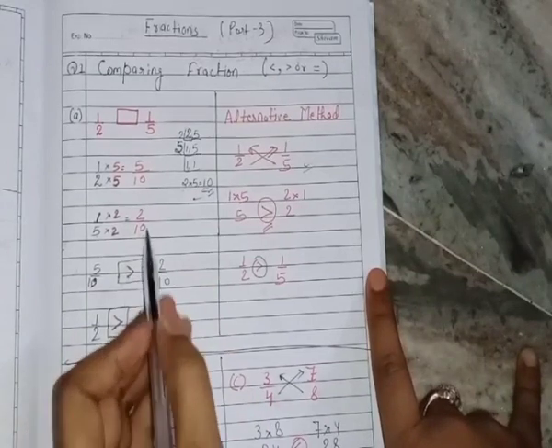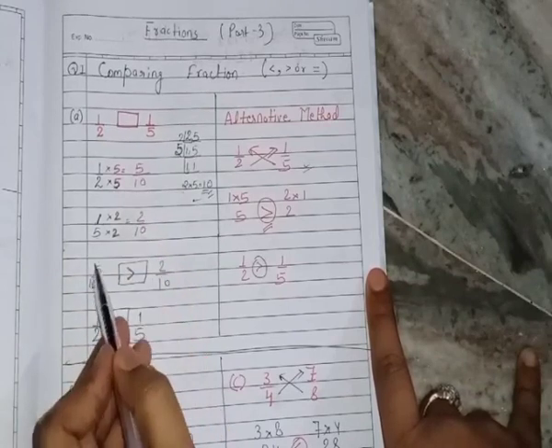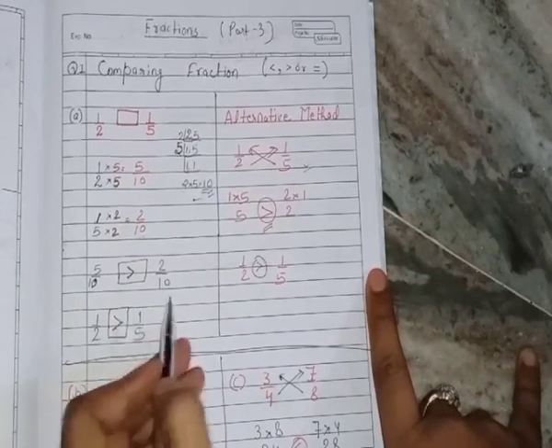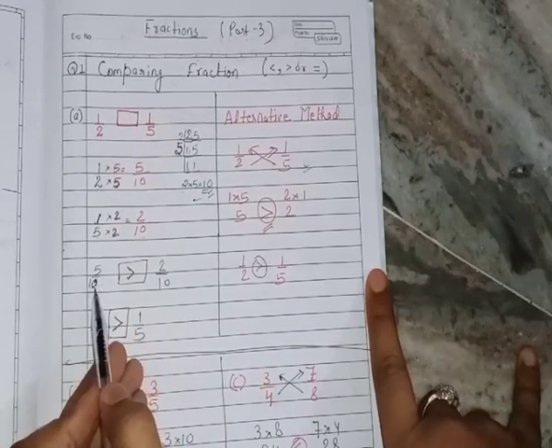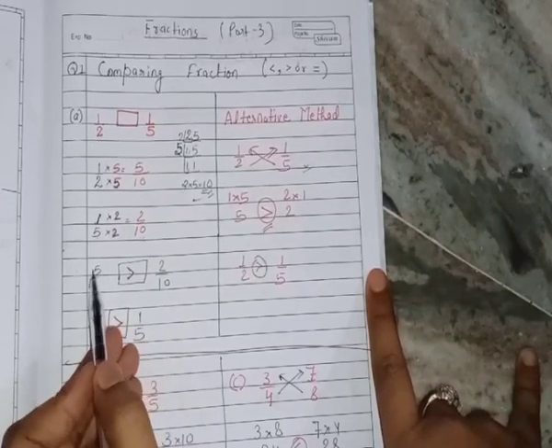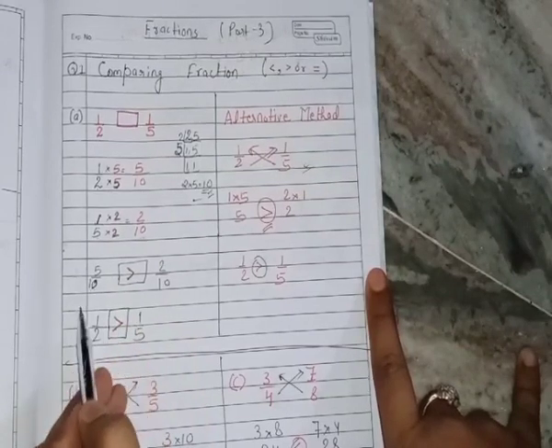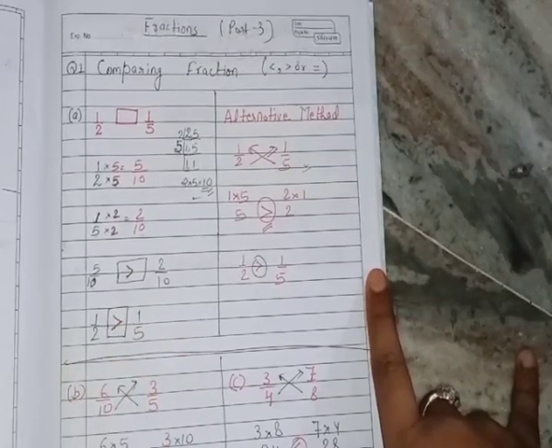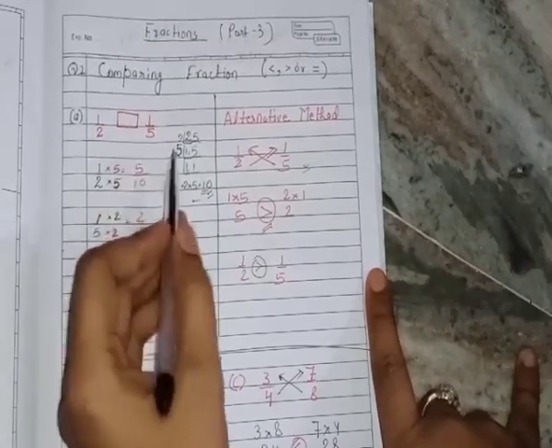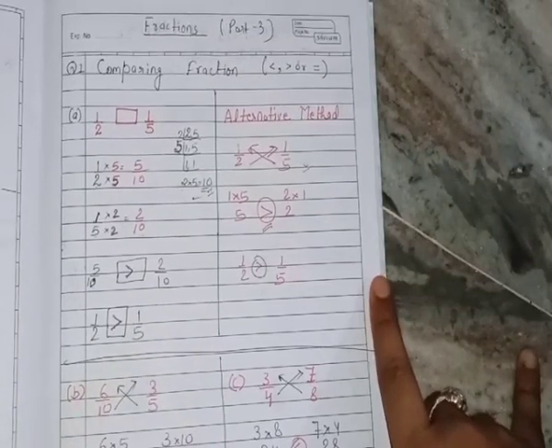So now we can simply write that 1 by 2 is equivalent to 5 by 10, and instead of 1 by 5 we will write 2 by 10. Now we can directly see that the denominators 10 and 10 are the same, these are like fractions, but the numerators are different. This 5 is greater than 2. That means the fraction 5 by 10 is greater than the fraction 2 by 10. 5 by 10 is equivalent to 1 by 2, so we write the original values: 1 by 2 is greater than 1 by 5. So this is the simple method.